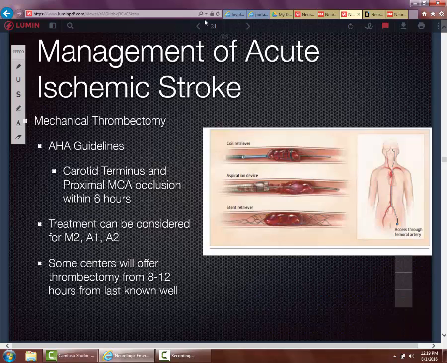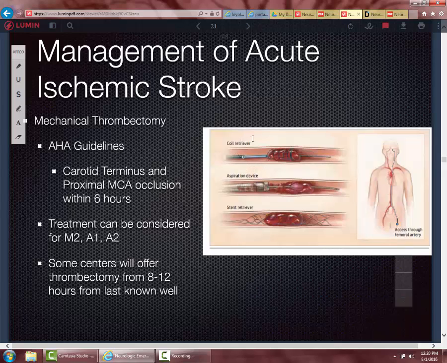So this is the new sexy thing in stroke. It started in 2015, mechanical thrombectomy. To give you some historical perspective, there were 3 large trials in the New England Journal of Medicine in 2013 that were all negative. And everyone thought this was the death of thrombectomy for stroke. They were using the older generation devices. So this is a coil retriever and aspiration device.